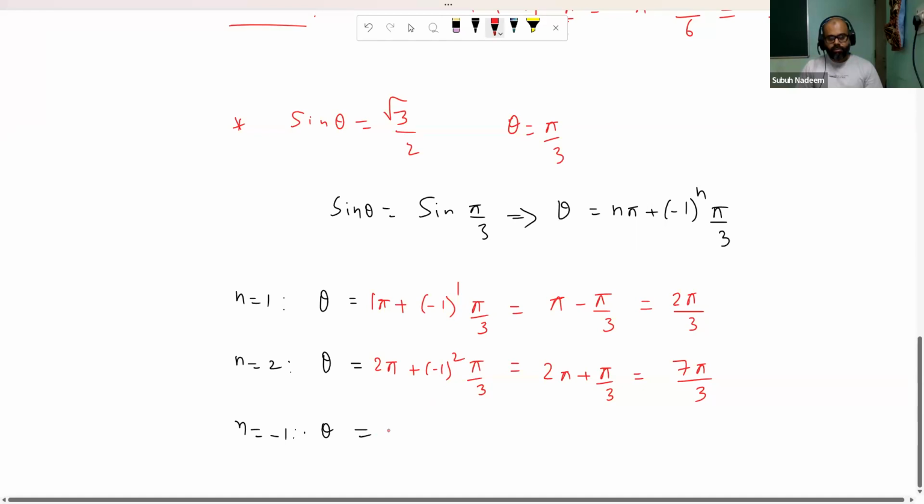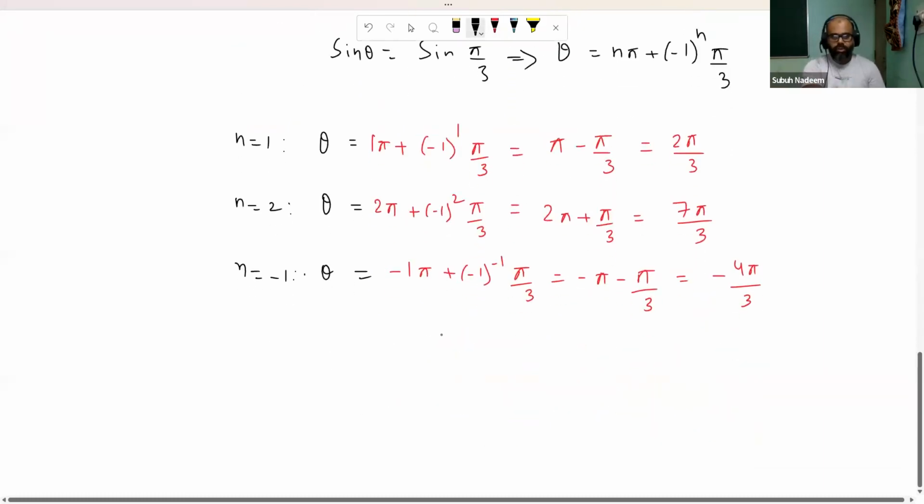Minus 1 pi plus minus 1 raised to minus 1 pi by 3 equals minus 1 pi plus minus pi by 3. Minus pi by 3. So by LCM we get minus 4 pi by 3. Correct. So is it clear, Akib, to you also it is clear? Yes, sir. Okay. So this is how we do.